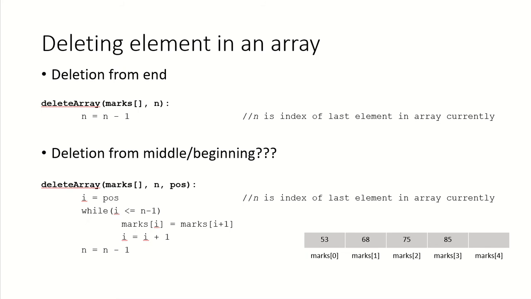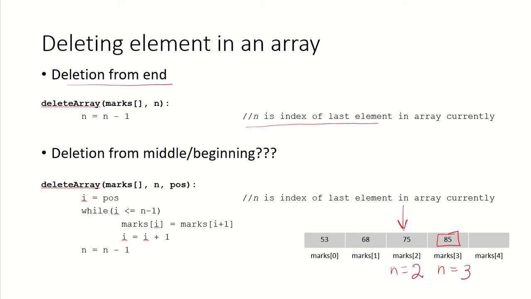Let us see how we can delete elements in an array. Suppose we have to delete it from the end of the array. If n is the index of the last element, that means n is equal to 3. If we take this example, the last element is at subscript 3. Now, if we delete from the end, the last element would be at subscript 2.